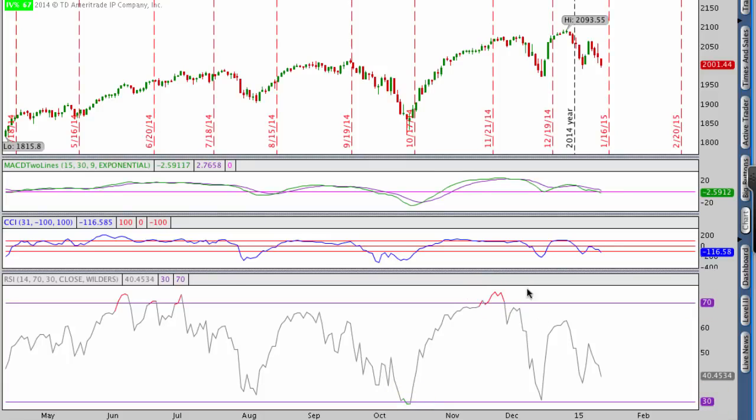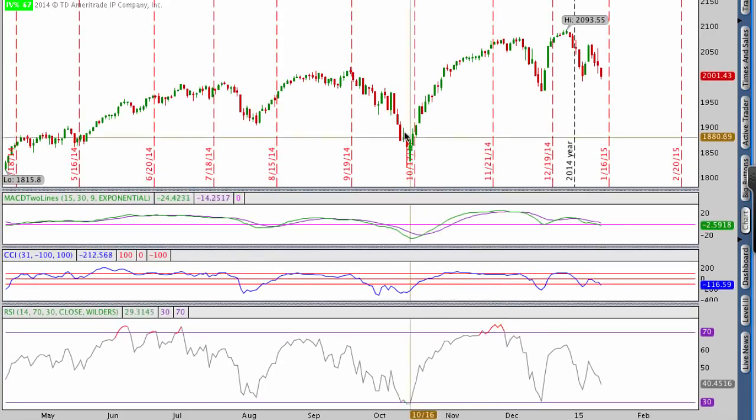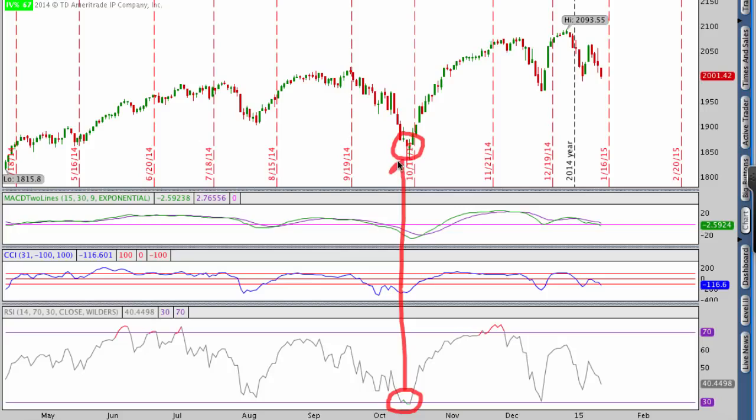Now when we look back in time again with CCI and MACD, and let me just smush these down a little bit. Here's the look at the S&P 500. You can see that we did get a reading all the way down here on RSI below 30, which ended up being almost a perfect buy on the market because stocks really bottomed out from that point and continued to move higher.